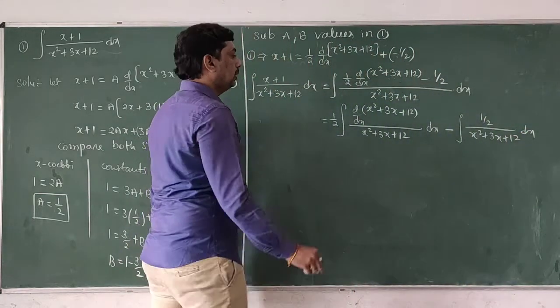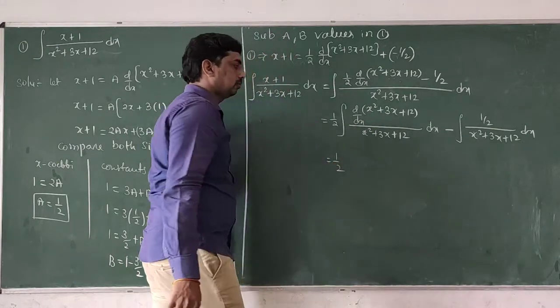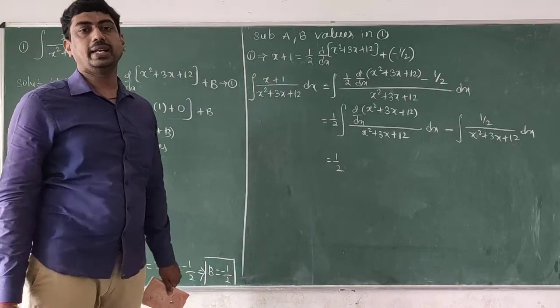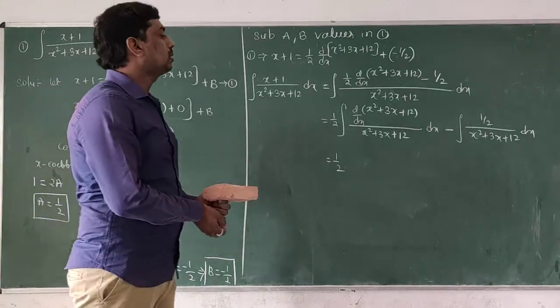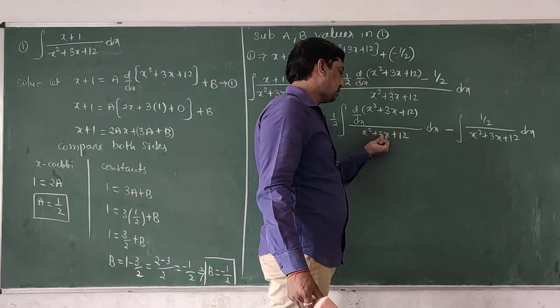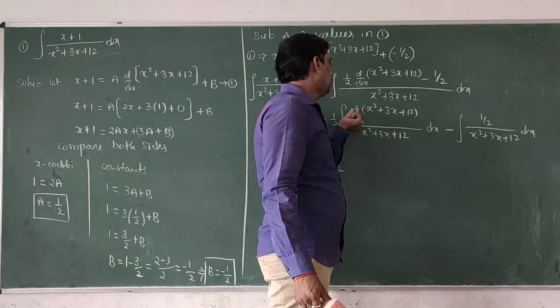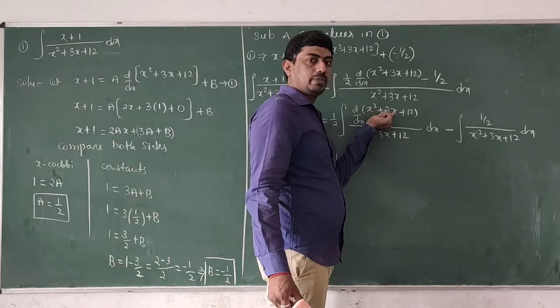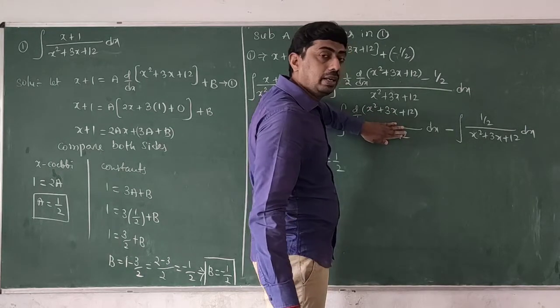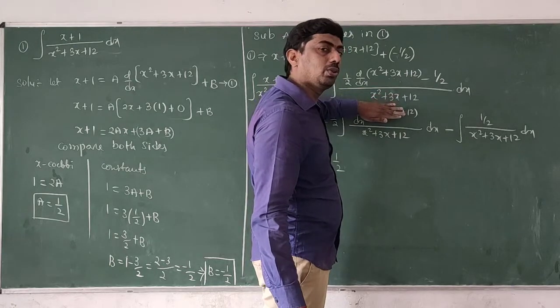Okay. Now just observe, this is in which form. We have already learned some integration formulas. Here this is the numerator, denominator x square plus 3x plus 12. In the numerator we have the derivative of the same function. That means if we take the denominator equal to f of x, what is in the numerator? Derivative of f of x.